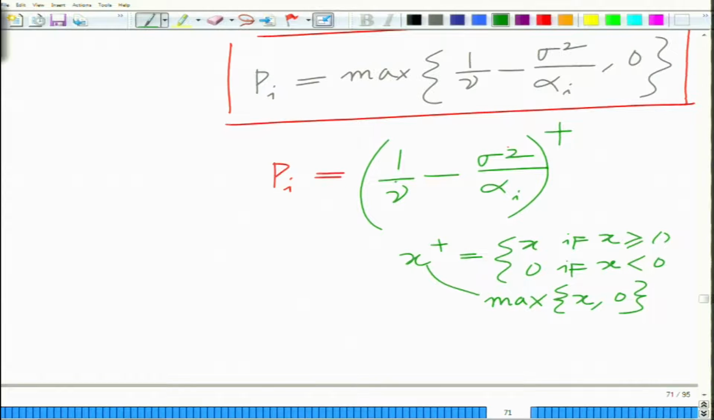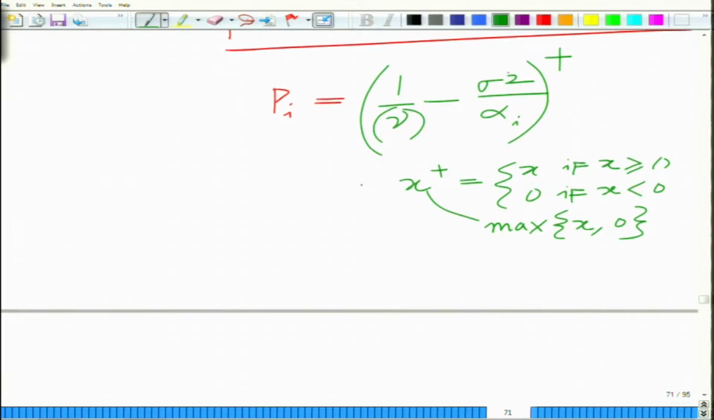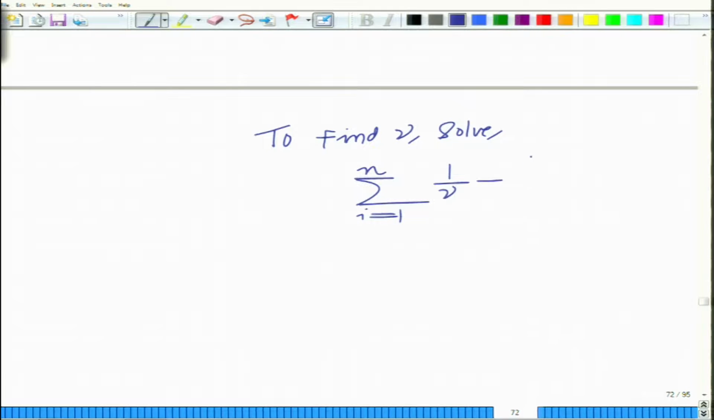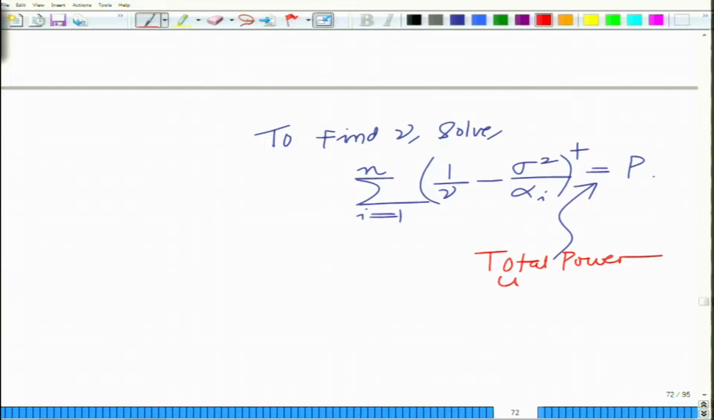Now, how do you find this optimal? Because you still need to find nu, that is from the total power constraint. Okay. So, now how do you find nu? To find nu, you solve summation I equals 1 to n of 1 over nu minus sigma square by alpha I plus equals P, that is from the total power constraint.